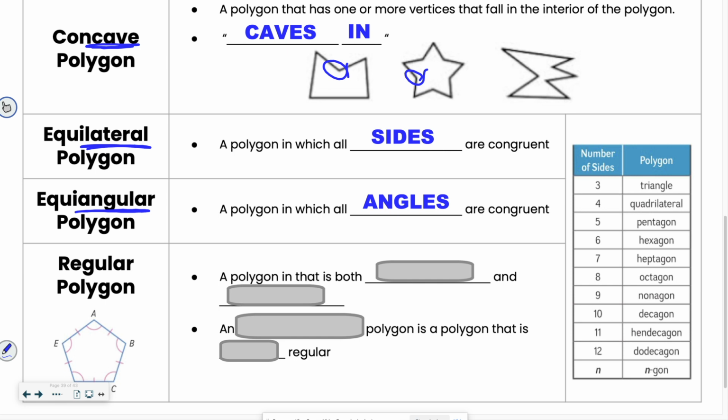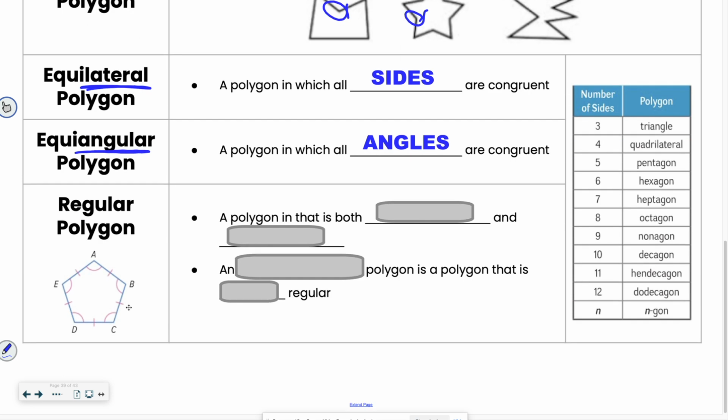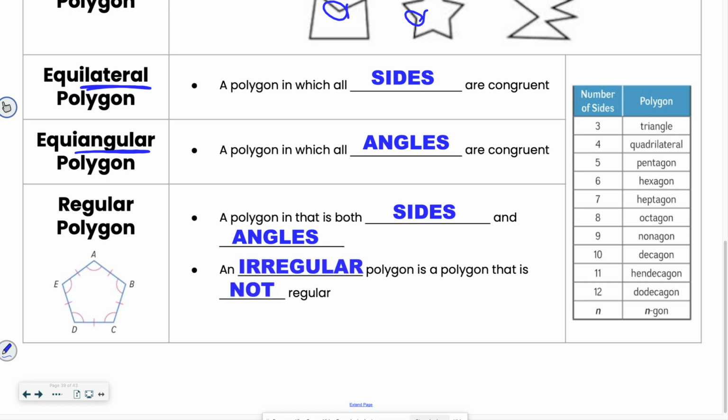And if both equilateral and equiangular are met, it is called regular. So it means it's all equal. All the sides are the same and all your angles are the same. Can you think of a shape that has all sides and angles the same? Square. It's regular. And if it's not regular, it's called irregular. That means either the sides aren't the same or your angles aren't all the same.